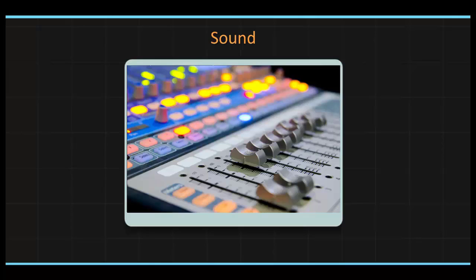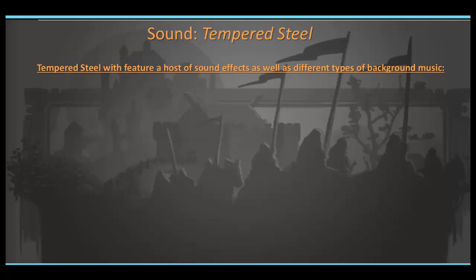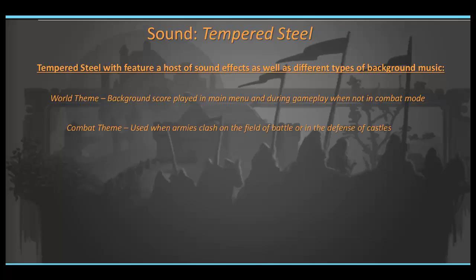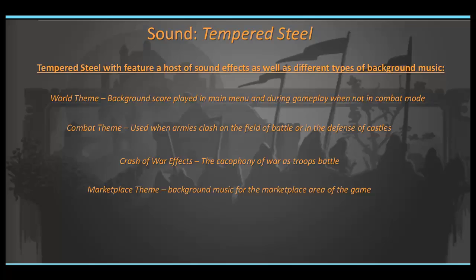The last section we're going to discuss for our GDD is the sound section. Now, even with only a basic concept of our game, we should be able to start imagining some of the sounds. For example, in Tempered Steel, we know we're going to want a world theme, which is going to be background music. We're going to want a combat theme for when armies clash on the field of battle. We're going to want sound effects for the swords and shields and horses on that field of battle. We might want a marketplace theme. And we definitely want a messenger ping sound effect for our messenger boards.